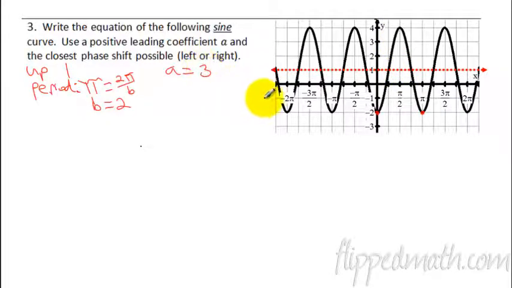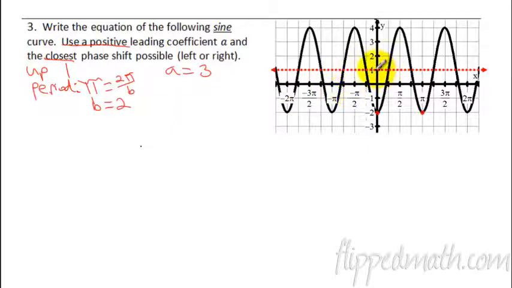Now, how do we know if it's positive or negative 3? It could be either one. We could have a positive 3 or a negative 3. So on these, what I'm telling you is we're going to use a positive leading coefficient. So I'm going to force you to use a positive only. We won't worry about negatives, because then you could have an infinite number of answers. It also says we're going to use the closest phase shift. So if it's a positive sine, what is the closest phase shift?